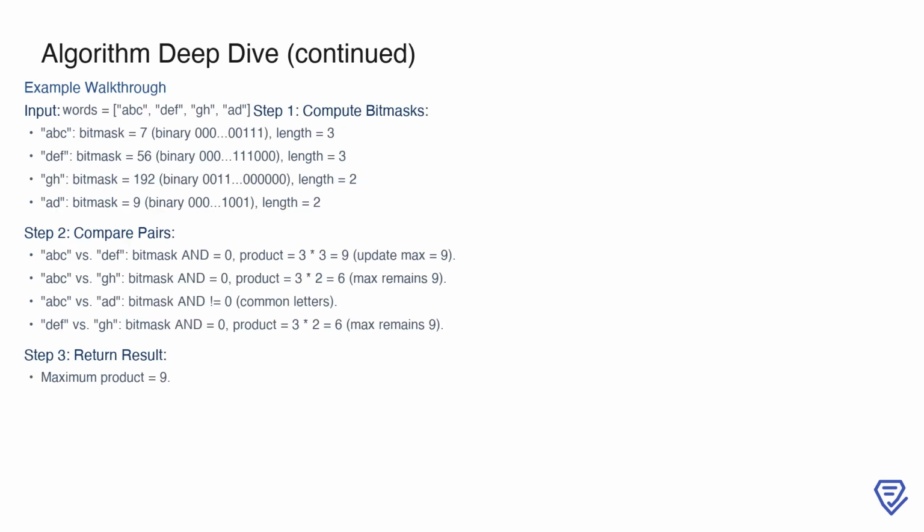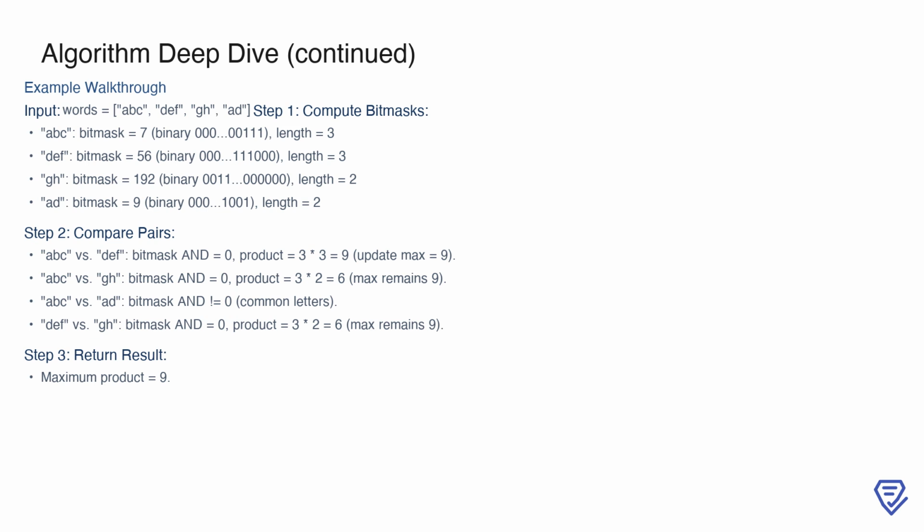Let's walk through a concrete example using the input words abc, def, gh, add. In the first step, we compute the bitmask and length for each word. For abc, the bitmask is 7, and the length is 3. For def, the bitmask is 56, and the length is also 3. For gh, the bitmask is 192, with a length of 2. Finally, for add, the bitmask is 9, and the length is 2.